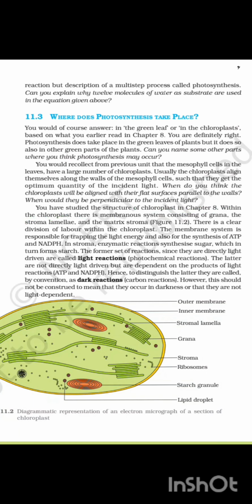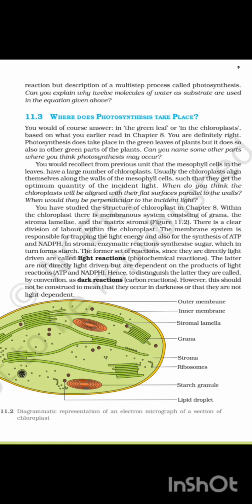Within the chloroplast there is a membranous system consisting of grana, the stroma lamellae, and the fluid matrix, the stroma. Figure 11.2. There is a clear division of labor within the chloroplast. The membrane system is responsible for trapping the light energy and also for the synthesis of ATP and NADPH. In the stroma, enzymatic reactions synthesize sugar, which in turn forms starch.